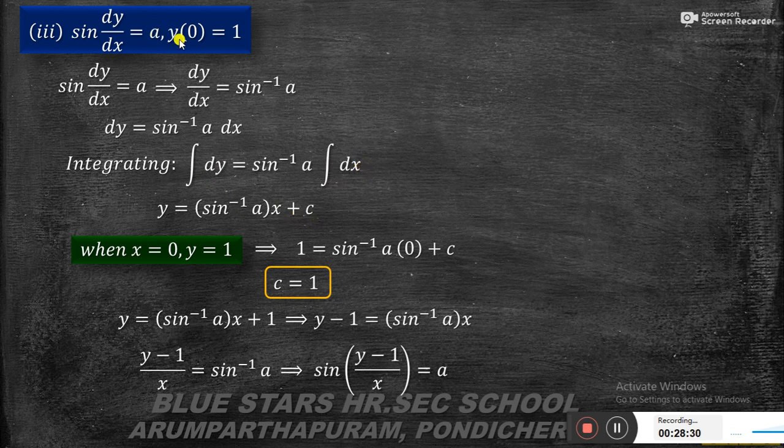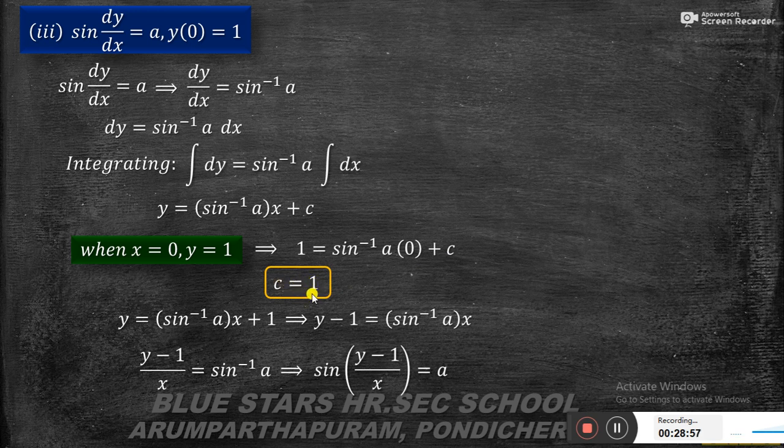Here y(0) = 1 means x value is 0 and y value is 1. So from this I take x = 0, y = 1 and substitute: 1 = sine inverse a times (0 + c). So 0 into sine inverse a is 0. Therefore c = 1. This is the answer for c.